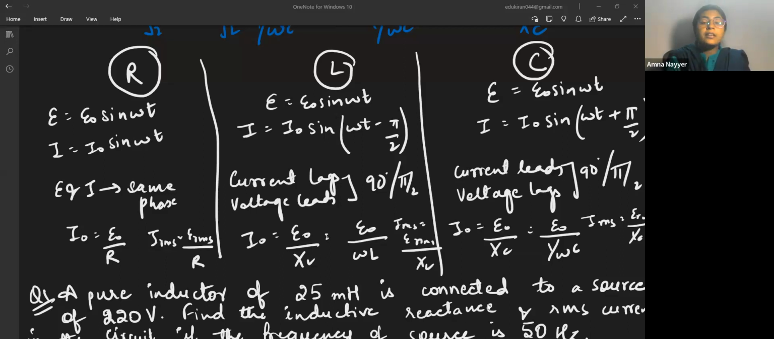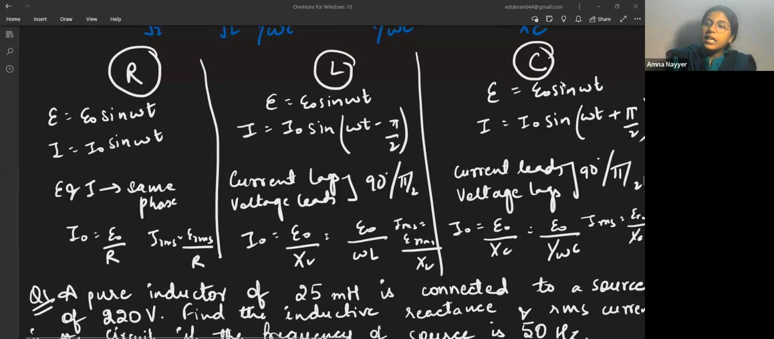They are in the same phase. When we come to the inductor, the current lags by 90 degrees, or you can say the voltage leads by 90 degrees. So E is equal to E naught sine omega t, but since current is lagging behind, you can write sine omega t minus pi by 2, or you can write sine omega t plus pi by 2 for the voltage. Both have the same meaning: EMF is leading by 90 degrees and current is lagging by 90 degrees. Here we have a special value of resistance, that is XL. I naught is equal to E naught by XL, E naught by omega L. So I RMS is equal to E RMS by XL.